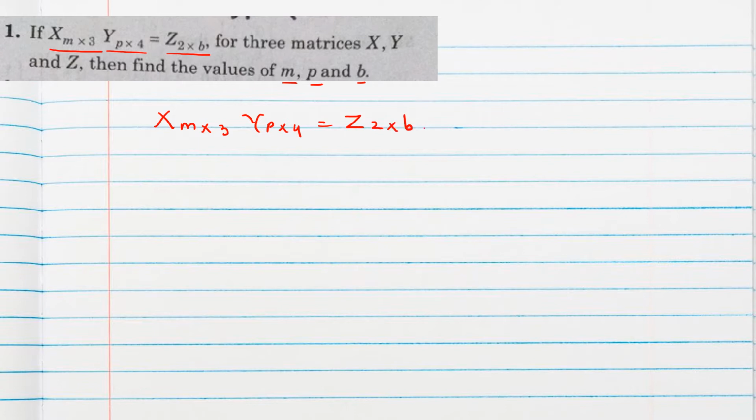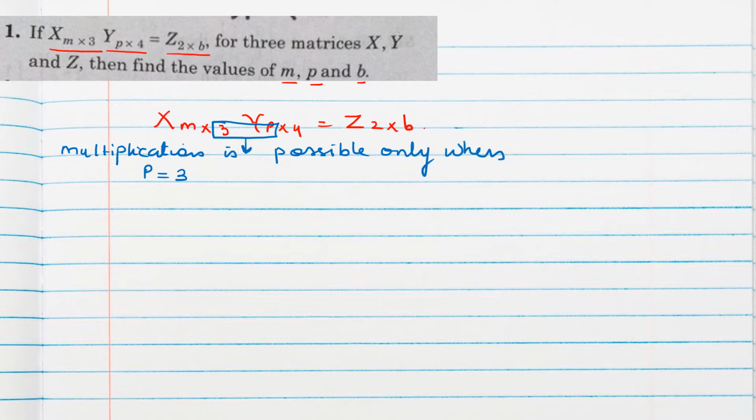Now we know multiplication is possible only in one case: when the number of columns in the first matrix is equal to the number of rows in the second matrix. That means from this condition we can get P equal to 3. So we can write that multiplication is possible only when P equals 3.